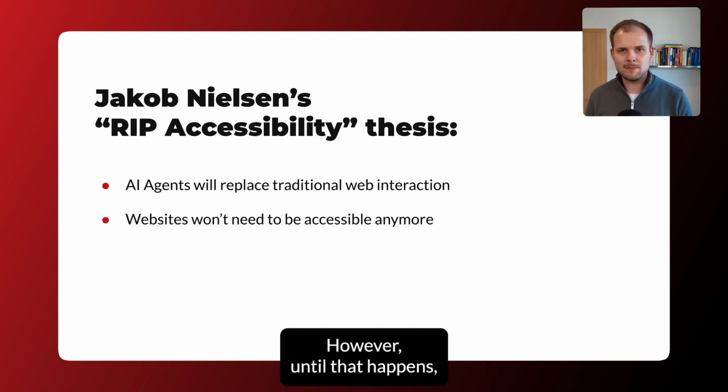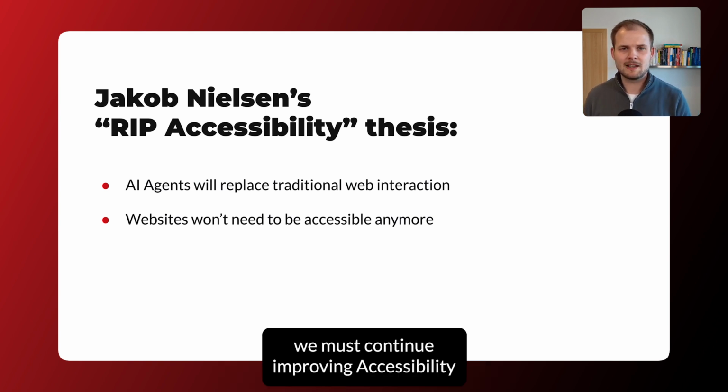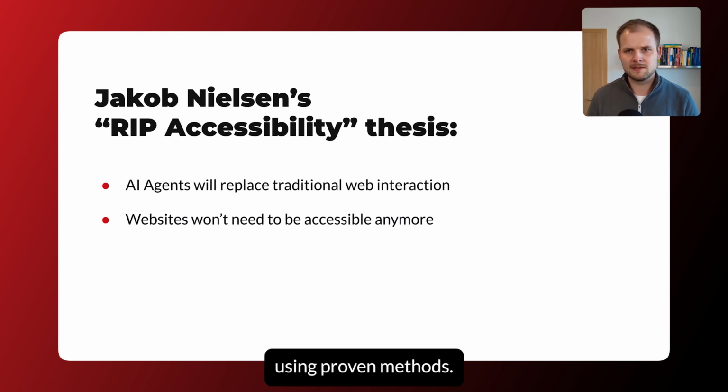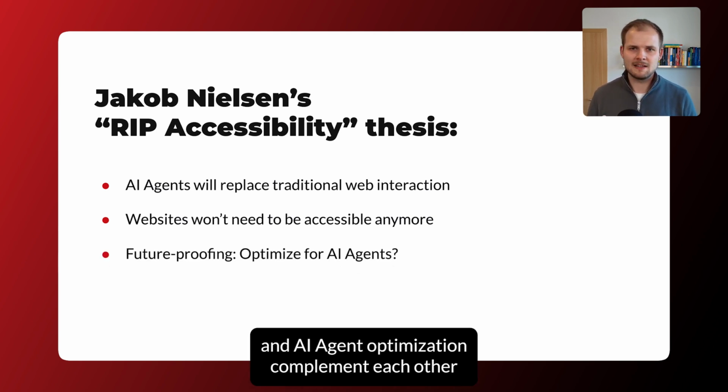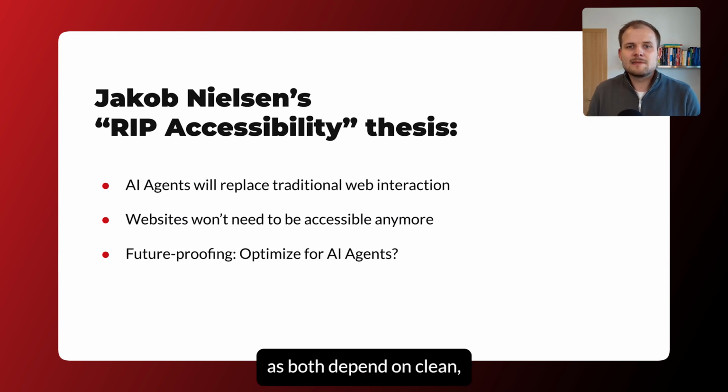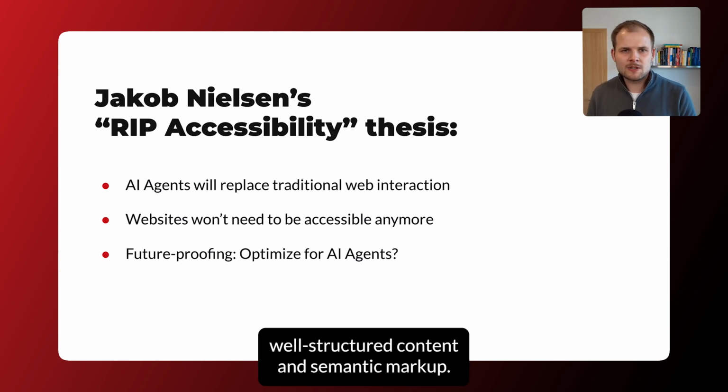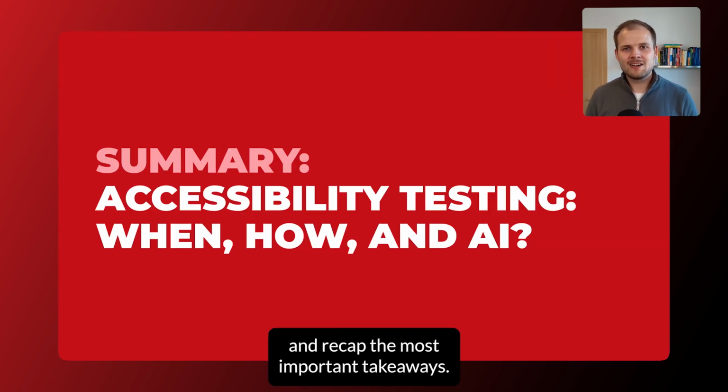However, until that happens, we must continue improving accessibility using proven methods. Moreover, I believe that accessibility improvements and AI agent optimization complement each other, as both depend on clean, well-structured content and semantic markup. Let's bring it all together and recap the most important takeaways.